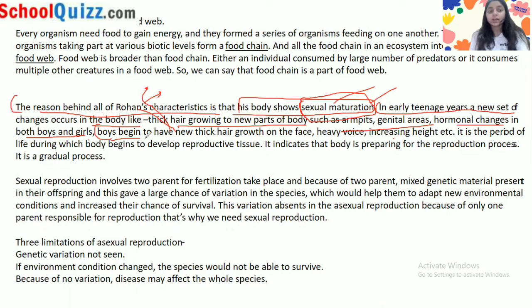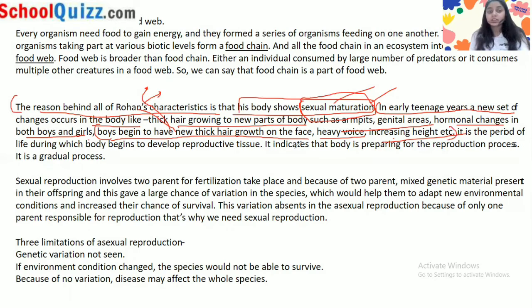So boys begin to have new thick hair growth on the face, like a mustache. Okay, heavy voice, increasing height. So now see here, you have concluded the question in your answer, like heavy voice, increasing height. That is what is written in the question.